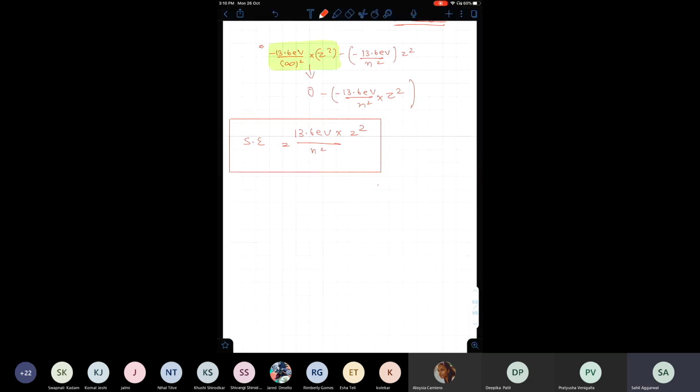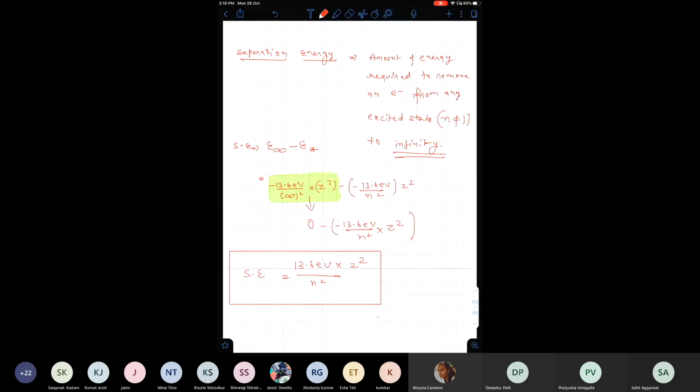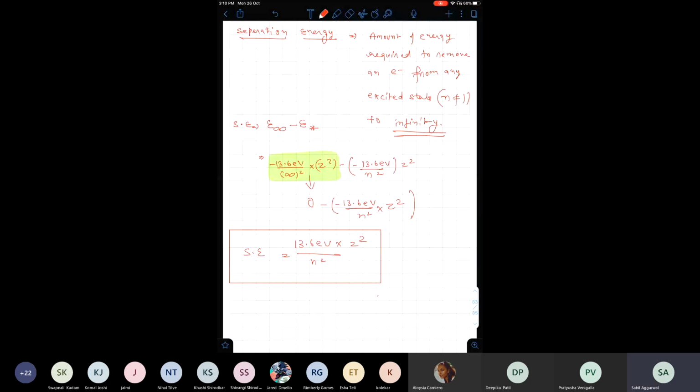Any problem to anyone in this? Now we are removing the last electron only, but we are not removing the last electron from the ground state, but from some other excited state. Any doubt to anyone in this? We can solve such questions, where n will be given in the question of separation energy, and will not be given in the question of ionization energy. That's it.